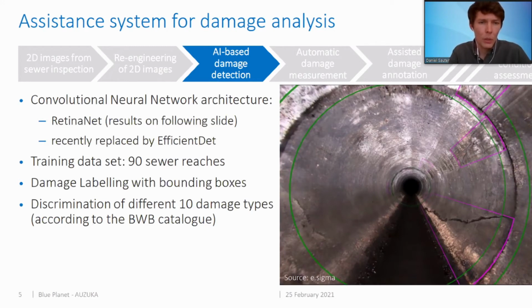We trained our network on 90 sewer reaches, and we used, as Regina Gnier said before, bounding boxes for damage labeling. You can see those labels in the picture on the right hand side. The damages are framed in these bounding boxes. And our detection tool can discriminate 10 different damage types according to the damage catalog of the Berliner Wasserbetriebe. Next slide, please.